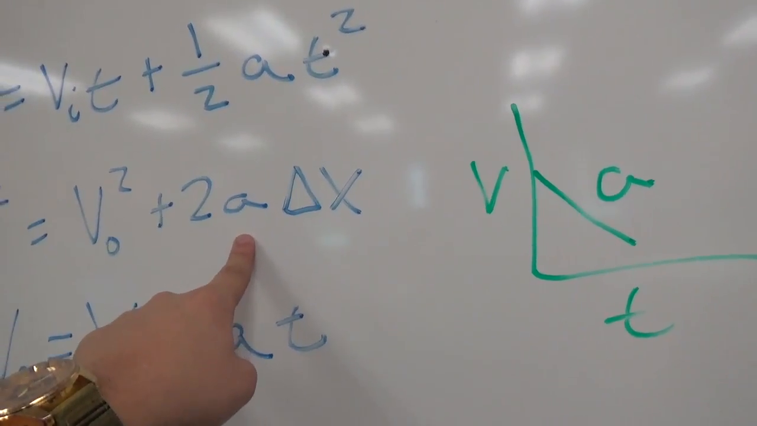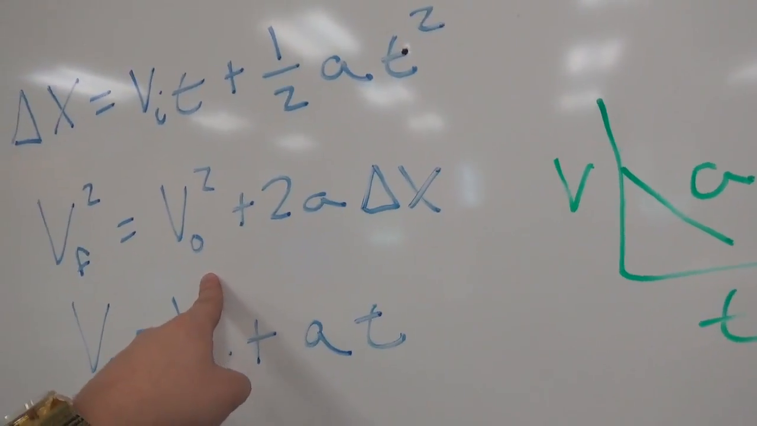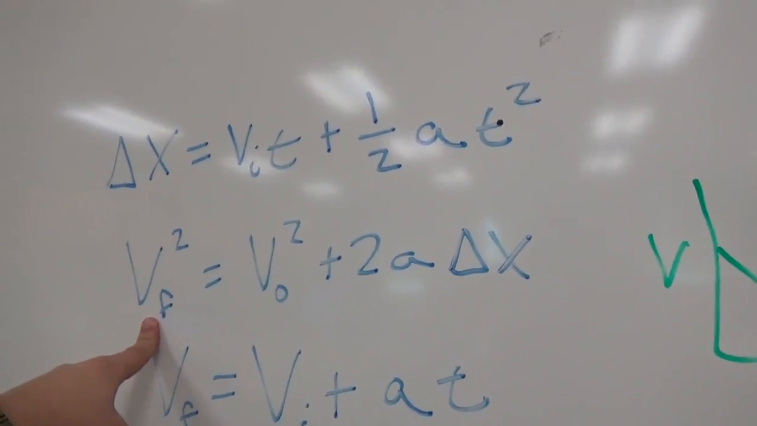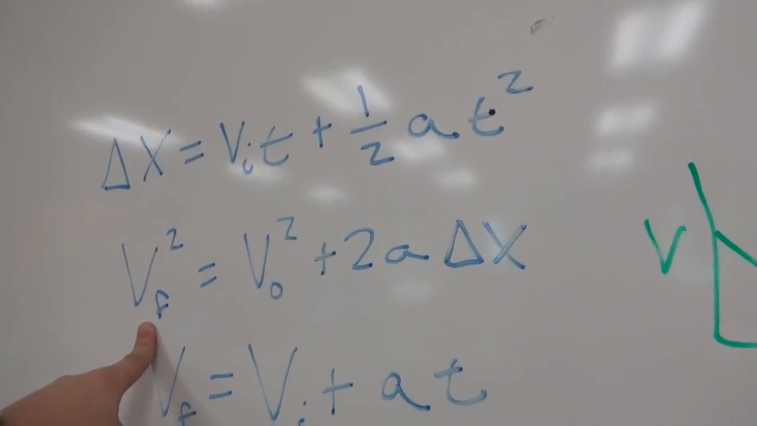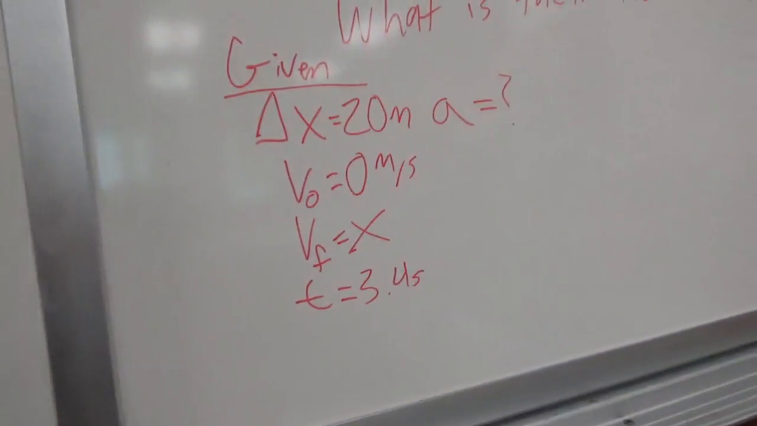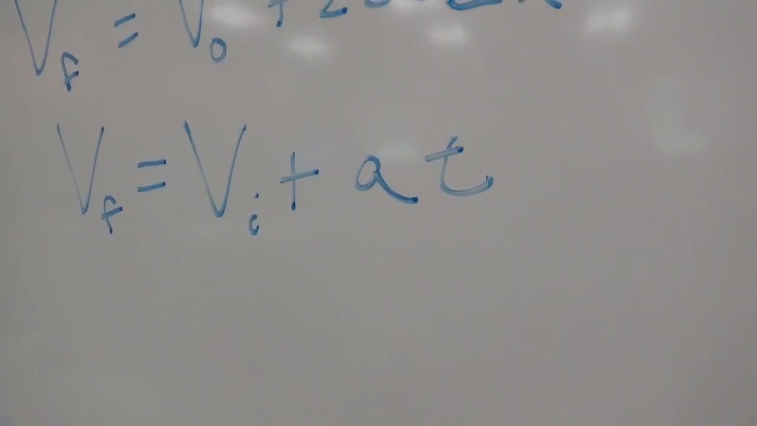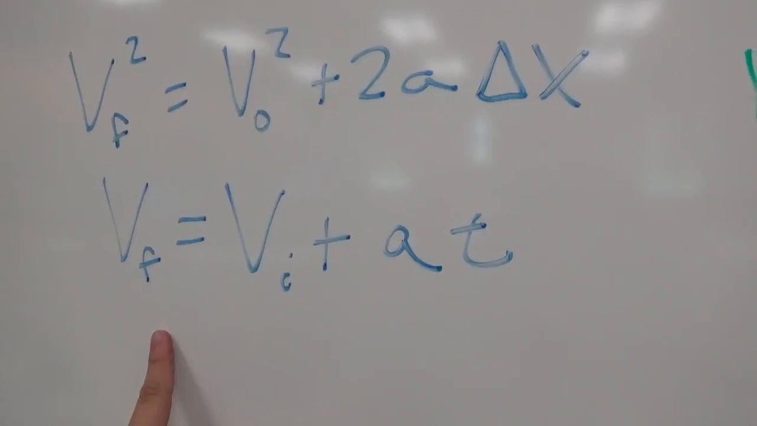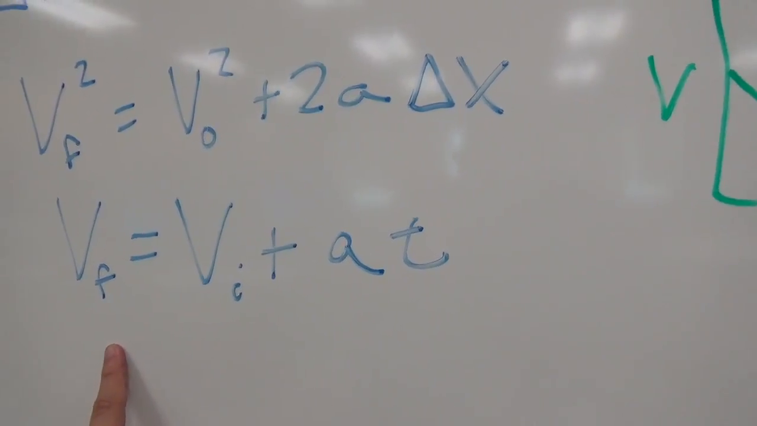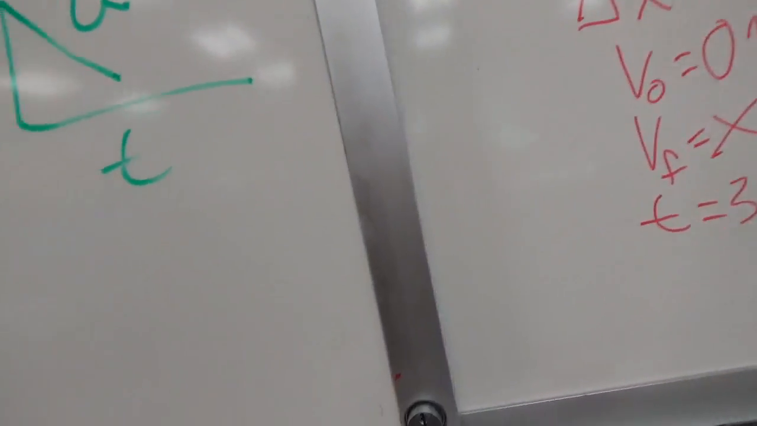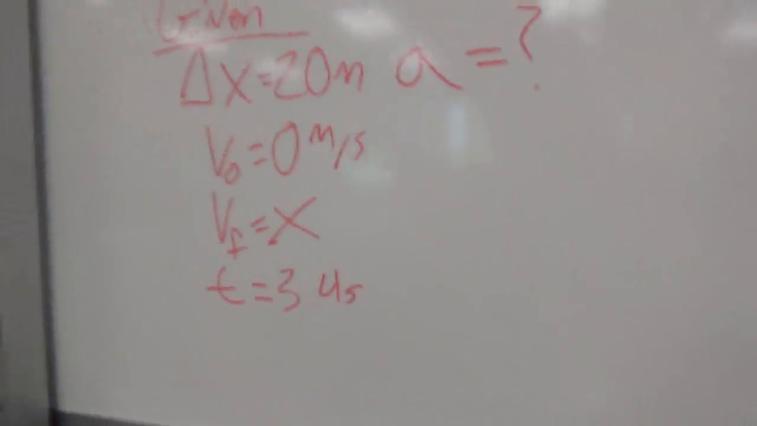And it has to do with the acceleration, and it has to do with the initial velocity. But this one has to do with the final velocity, right? We don't have the final velocity, so we're not going to use that second one. And this third one, we also do not have our final velocity, so there's no point in using this one. Okay. So this is what we're going to do.